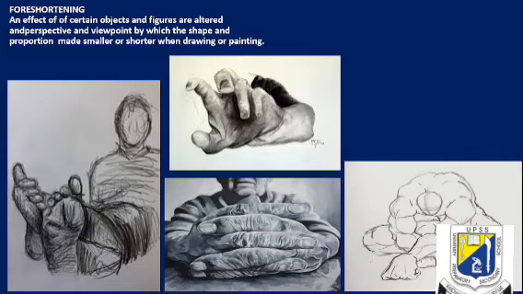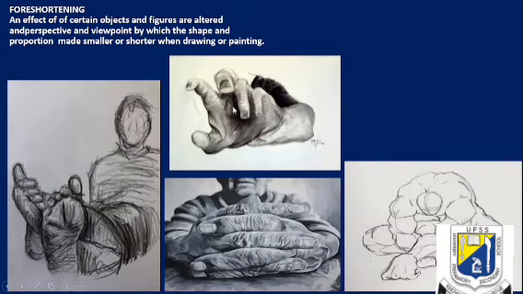Yeah, you can see from this drawing, the toe, the feet seem to be larger than other parts of the body, and it is a rule of perspective. In perspective, objects that are closer to the artist seem to be bigger than other parts of the object that are far from the artist.